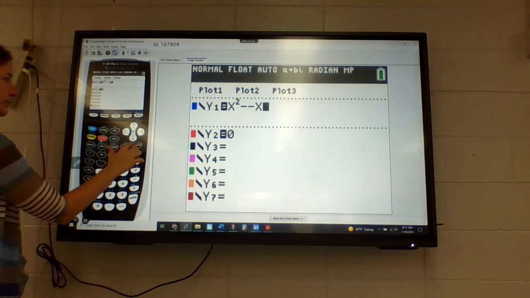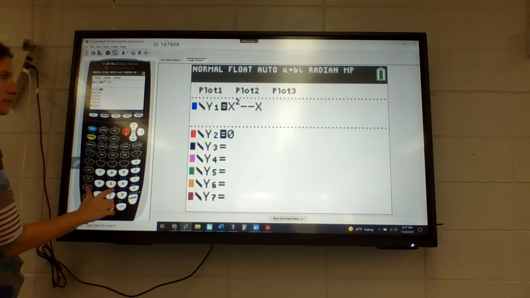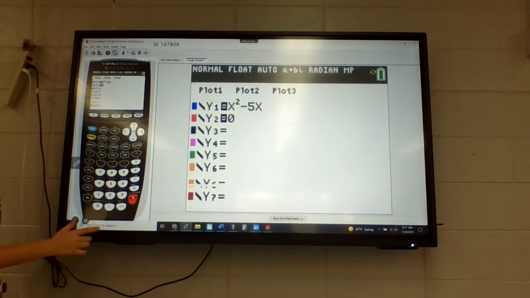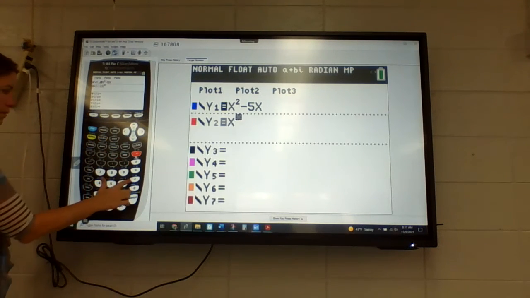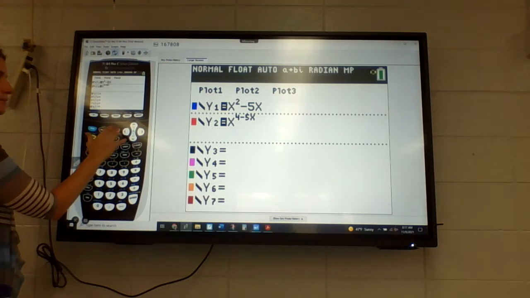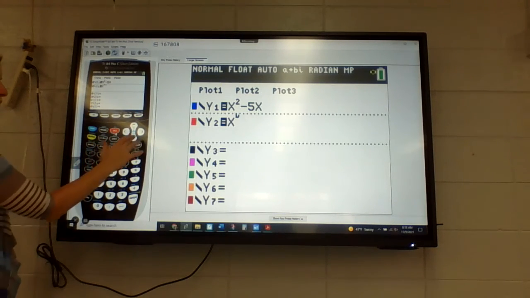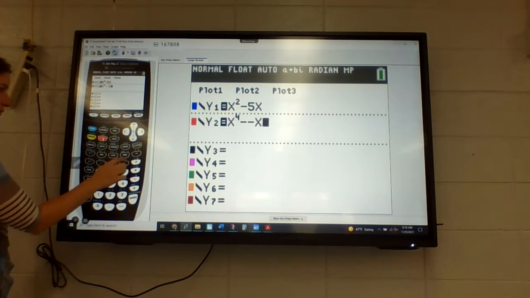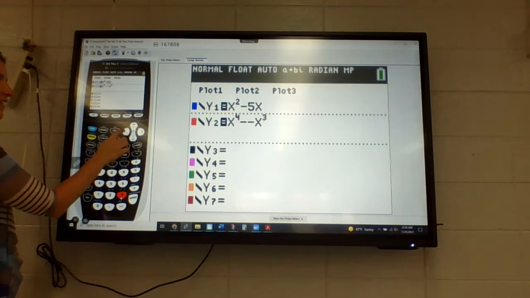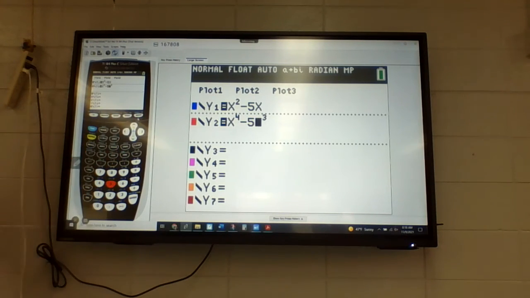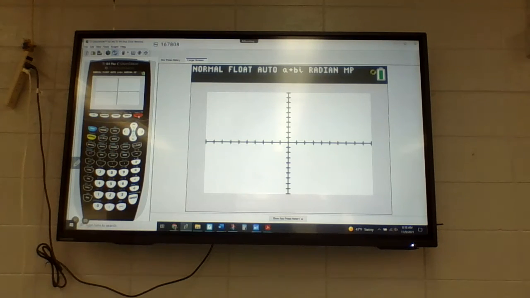Oops, too many. And then this one, we'll do x to the fourth minus 5x to the third. It works much better on my calculator on my laptop, but I just don't feel like walking back there. All right, so hopefully these graphs look different enough to show you that. So there's our first one. What's that second one doing? All right, so pretty different graph.